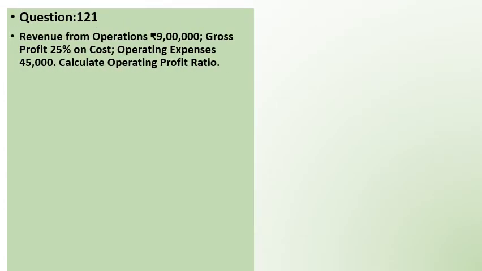Next question: revenue from operation is 9 lakhs, gross profit is 25% on cost, and operating expenses are given as 45,000. Calculate operating profit ratio. Now over here, an important part you have to remember is that gross profit you have to calculate on 125 by 125, because this part is given. Gross profit is always calculated on net sale or revenue from operation, but over here it is given on cost, and the revenue from operation in sales is given as 9 lakhs.